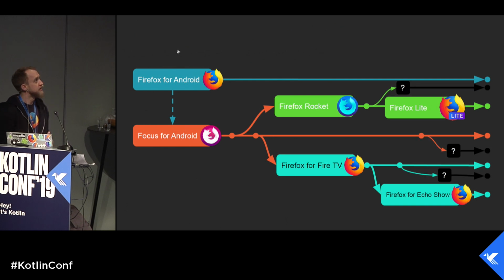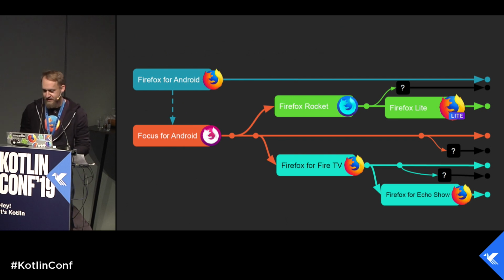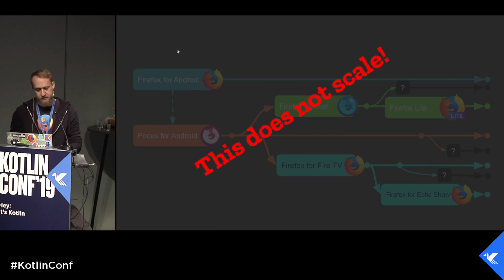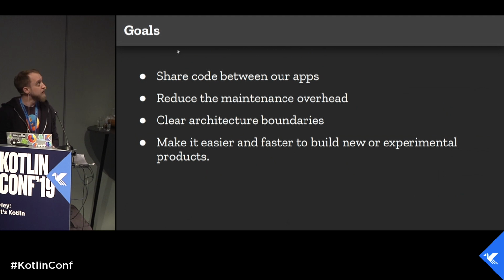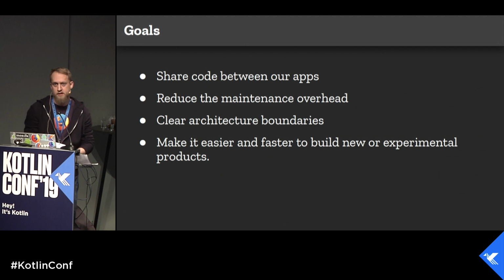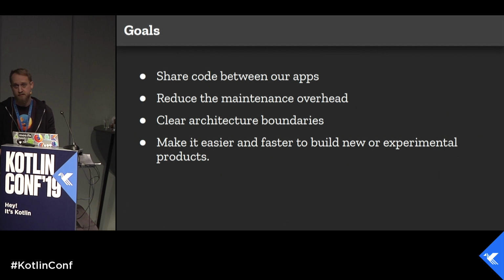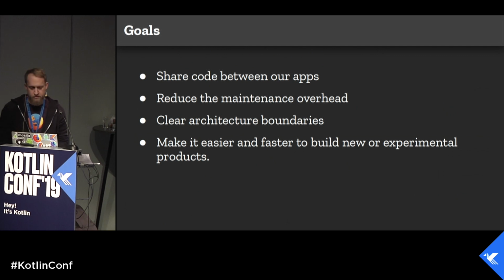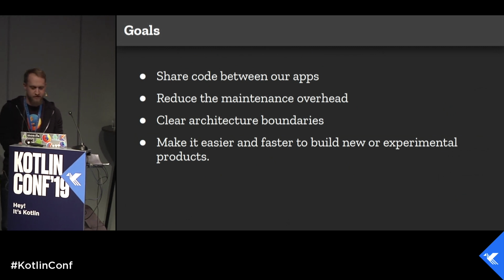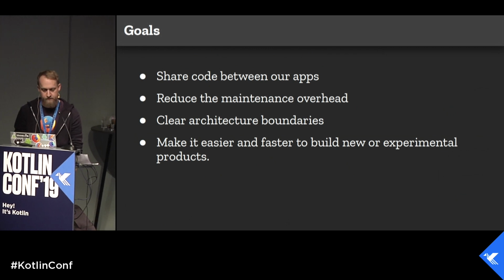And you can already see that this path is a little bit problematic if you continue this with forks of forks. And it just does not scale well. So we wanted to fix that. And some of our goals were we wanted to share code between our apps. Whenever one team builds a cool new browser feature, then we want to be able to use this feature in all our browsers. And we wanted to reduce the maintenance overhead. If we fix a bug in one browser, ideally this bug is fixed everywhere, and we don't need to chase this bug through all the code bases.